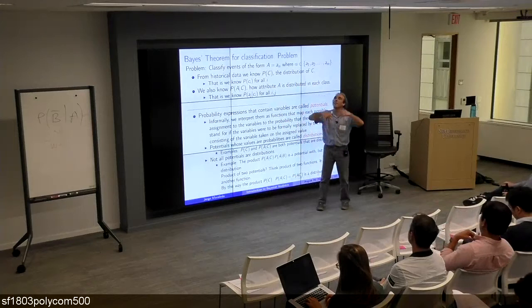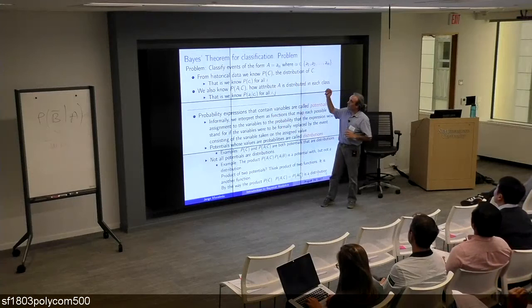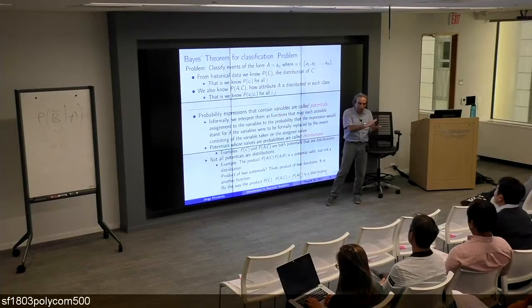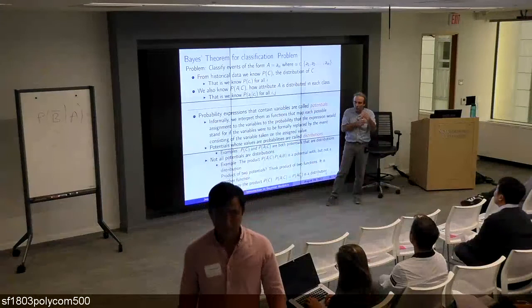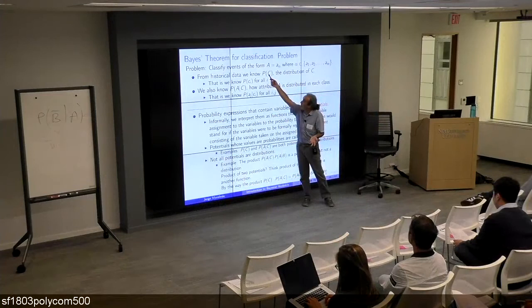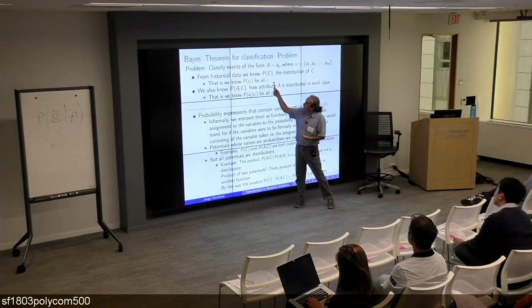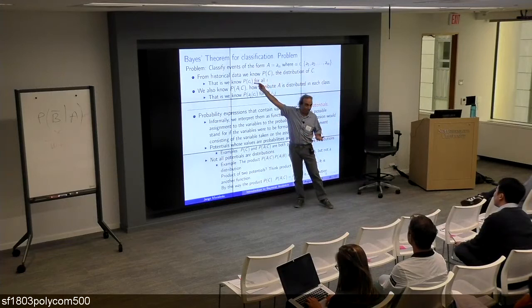Probabilistic expressions that contain variables are called potentials. Again, they are functions that map each variable you assign to a value. If you give me a value for this variable, the formula will give you a value. So in particular, it means I know the probability of each of the events of the variable taking that value.